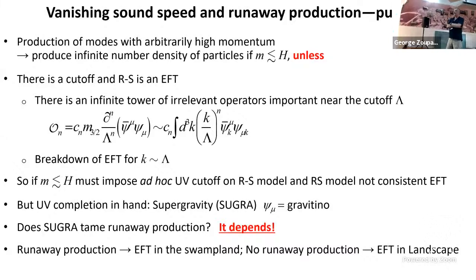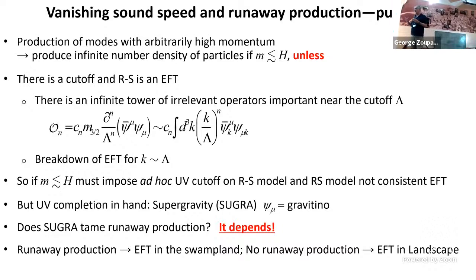So production of arbitrarily high momentum particles will produce an infinite number density of particles if the mass is smaller than H, unless there is a cutoff in the theory and you regard Rarita-Schwinger as an effective field theory. If you do that, there's an infinite tower of irrelevant operators that are important near the cutoff. So it tells you the breakdown of the EFT for momentum approximately equal to lambda. So if you regard the Rarita-Schwinger as an effective field theory, that would provide a cutoff. So if m is smaller than H, you must impose an ad hoc UV cutoff on the Rarita-Schwinger models, and the Rarita-Schwinger model would not be consistent with effective field theory.